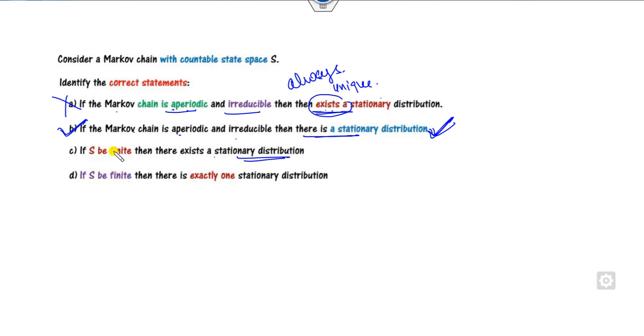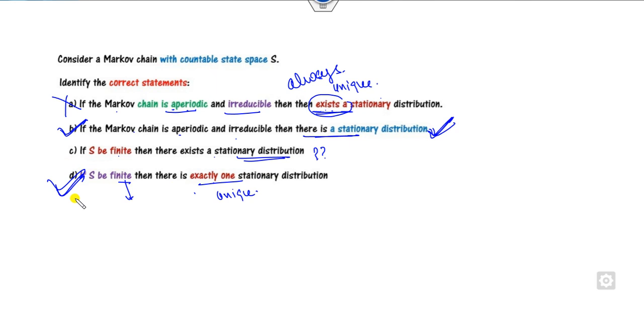Whether S is finite, but whether it's periodic or irreducible or not, that's not a correct option, because nothing is given about the periodicity, whether it's aperiodic or irreducible. If S is finite, then there is exactly one stationary distribution, that's the uniqueness. That's a correct statement.